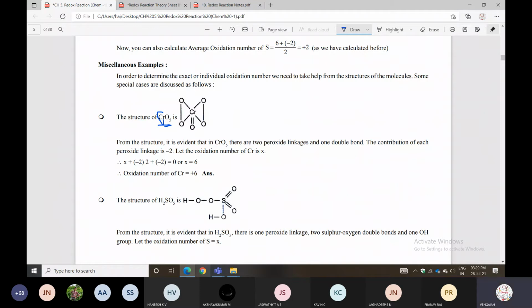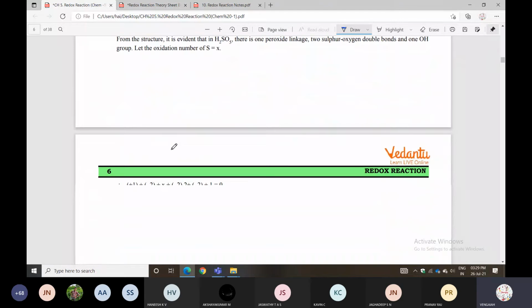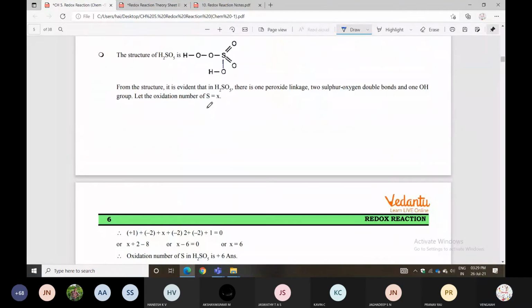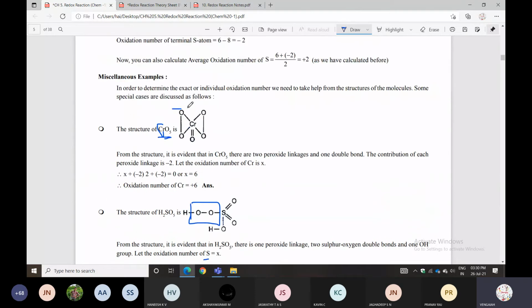Like that. Even in the H2SO5 condition, what is the oxidation state of sulfur? You can take the sulfur oxidation state as X. There are 2 oxygens containing a peroxy bond. This is a peroxy bond, and here also there will be a peroxy bond. One peroxy bond, another peroxy bond. Total 4 oxygens containing peroxy bonds. That's why 4 into -1 is there. Then the other oxygen is -2 charge.